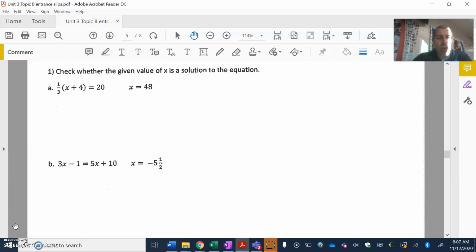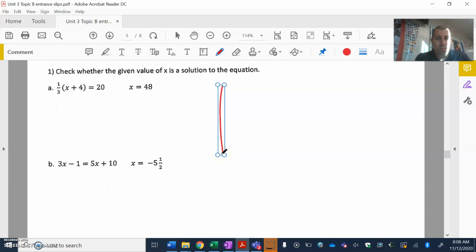We notice here they want you simply to check whether the given value of x is a solution to the equation. There are two ways you can go about doing this. One, you could flat out solve the equation, do business as usual, and see if it matches up. The other is the check step, which is plugging it in. It depends on the situation as to what's a little bit easier. I'm working with a whole number here, but in the second question I see a fraction. So we're going to look at both techniques, and you can see what works better for you.